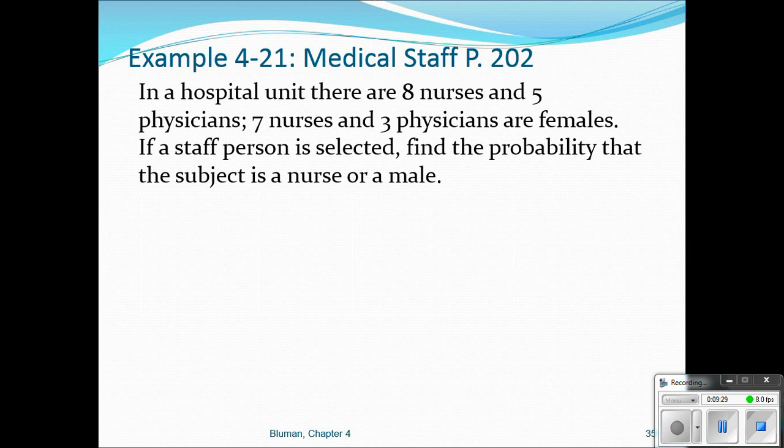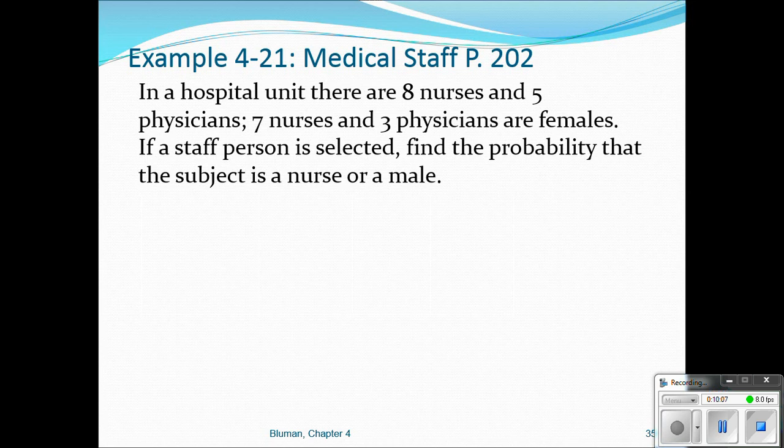Okay, we got another example. In a hospital unit, there are 8 nurses, 5 physicians. 7 nurses, 3 physicians are females. So that leaves you with what? 1 nurse and 2 physicians that are males. If a staff person is selected, find the probability that the subject is a nurse or a male. So the question is, are they mutually exclusive or not? Can you be a nurse and a male at the same time? And yes, you can. So therefore, we use our second formula.